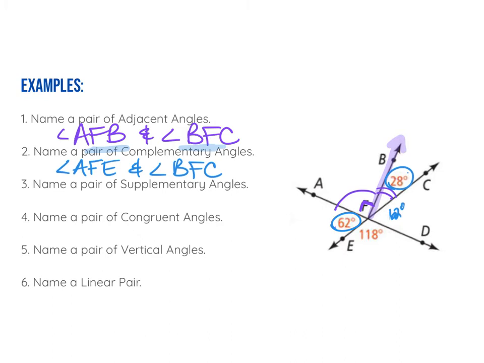Okay, a pair of supplementary angles. Now, supplementary has to make 180. So, again, can I find two values that add up to 180? Well, 62 and 118 make 180.